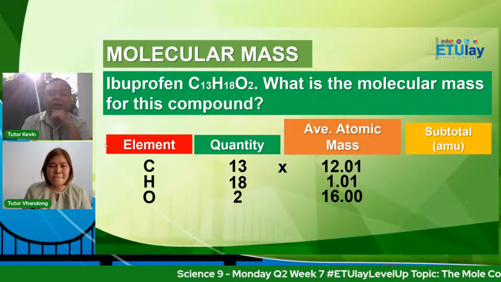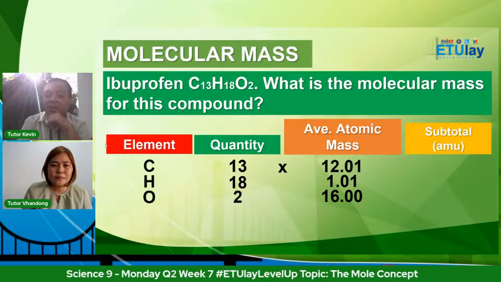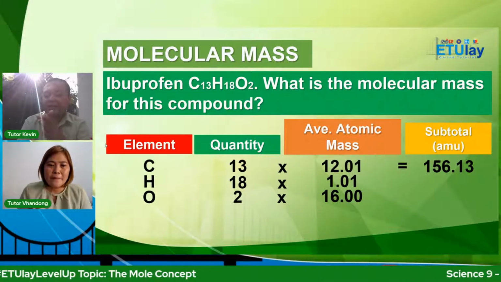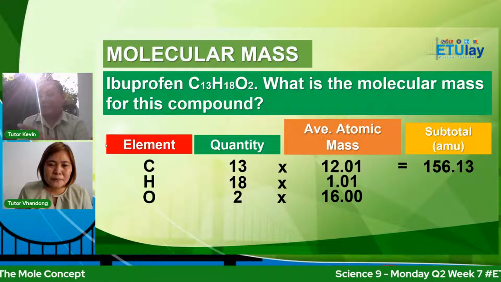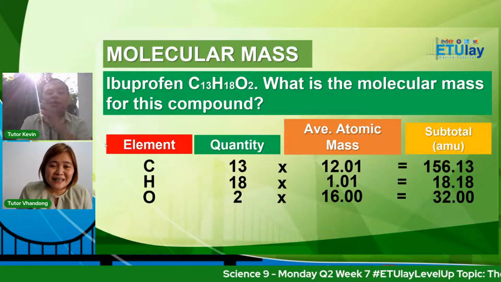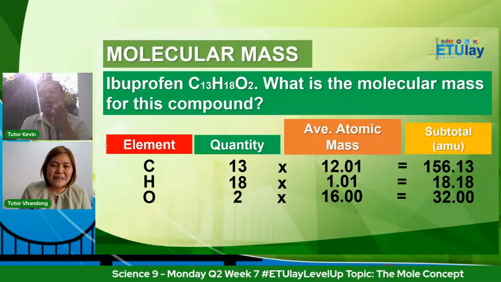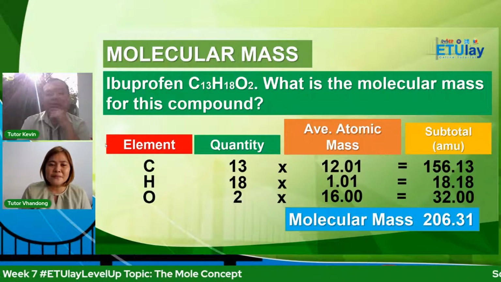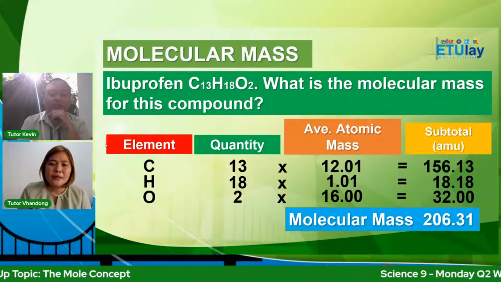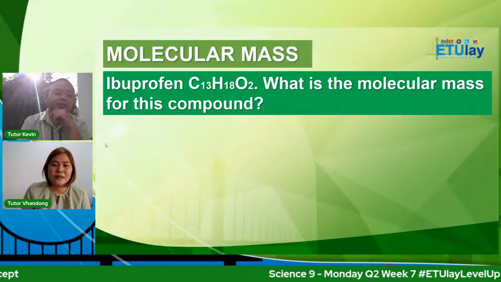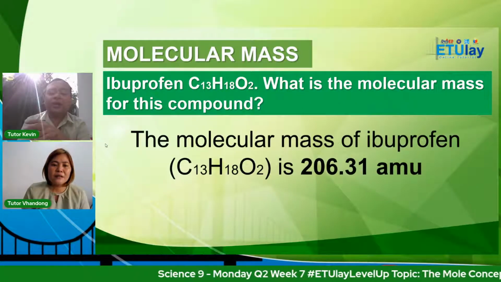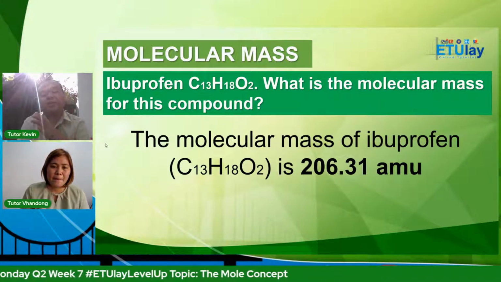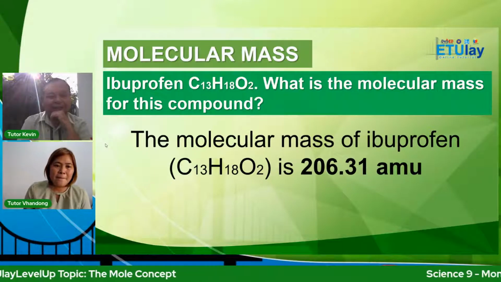Paano natin makukuha yan? Kinakailangan nating i-multiply si quantity at si average atomic mass. So carbon, 13 times 12.01 is 156.13. Ganon din naman sa iba. Kapag na-compute na natin yung subtotal, or the atomic mass unit, i-add na natin sila. The molecular mass of this compound is 206.31. So sa madaling sabi, the molecular mass of ibuprofen with the chemical formula C13H18O2 is 206.31 atomic mass unit.